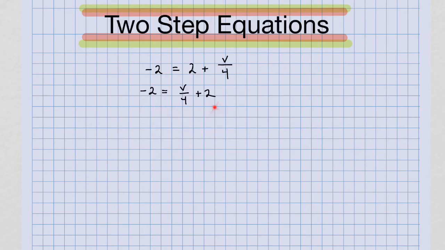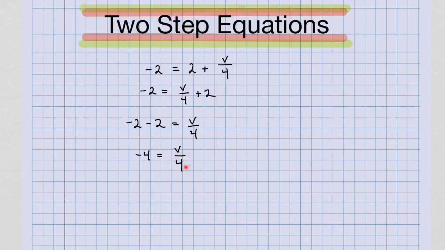So let's work with this now that we've switched these places. This is a perfectly legal move. You're allowed to do this in math. You're allowed to move things around. So now we know that to transpose and apply here, we have an addition. So to get rid of addition, we need a subtraction. So we say negative 2 minus 2 equals v over 4. Okay, negative 4 equals v over 4.